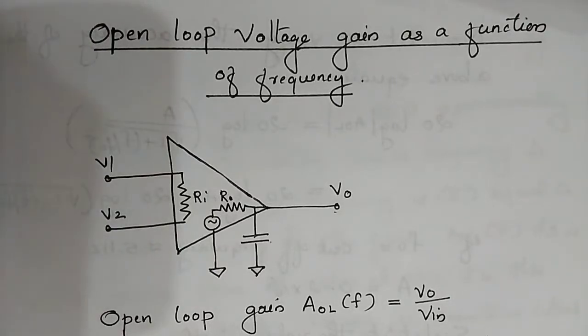Open loop voltage gain as a function of frequency. We know the open loop gain as a function of frequency can be derived by using this modified diagram for an op-amp in the high frequency range. Open loop gain varies with the frequency, especially at high frequency range, due to the factor capacitive reactance.